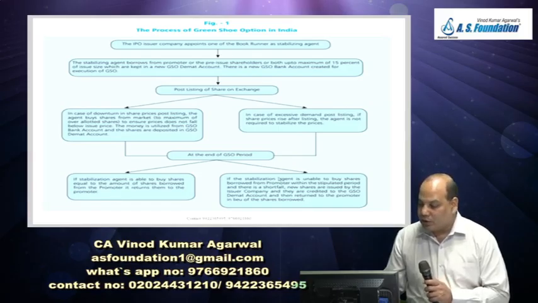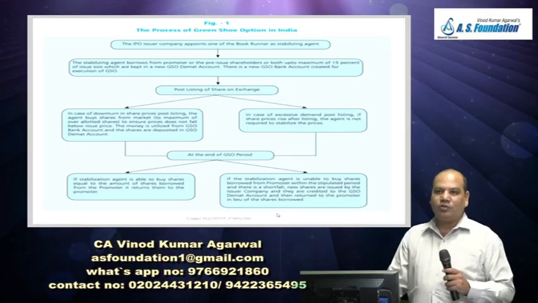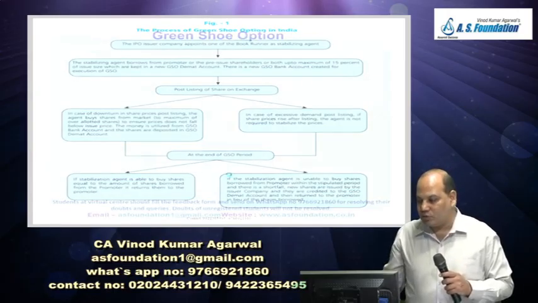If the stabilizing agent is unable to buy the shares borrowed from the promoter, in our example I said 10,000 he has purchased from the market, 5,000 he could not, within the stipulated period, and there is a shortfall, new shares are issued by the issuer company and they are credited to the GSO demat account and then returned to the promoter in lieu of the shares borrowed. So in this situation, the over allotment will be there. So this is greenshoe option.